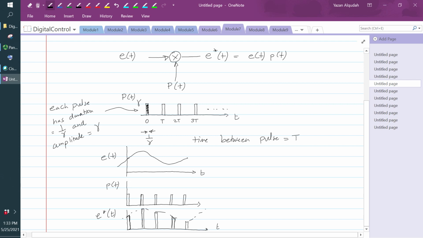Make sense? I took this pulse train. Of course, this pulse is very, very narrow. So if you want to be accurate, this pulse train is going to change its value with the signal. But if it is very, very narrow, we can almost say this is a constant and it's equal to the signal at that instance in time.